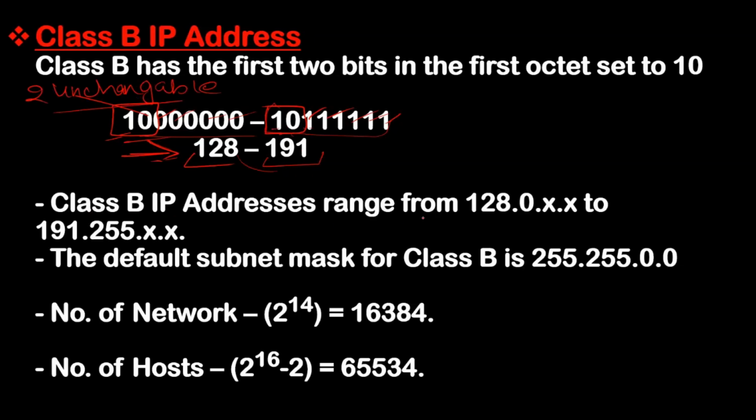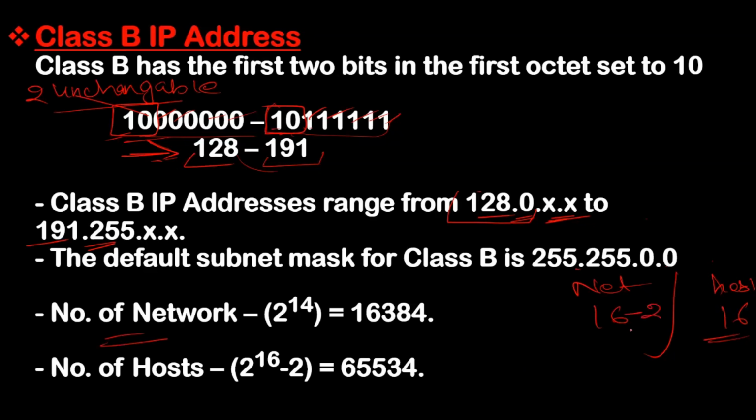The class B IP address range starts from 128.0, this is the first network, and then this is the host part. You can put any IP up to 191.255, this is the last network. The default subnet mask of class B is 255.255.0.0. Now if I look at the network and host bits, we have 16 network bits and 16 host bits. For the network part, the same thing applies: in network bits, you have to minus the unchangeable bits.